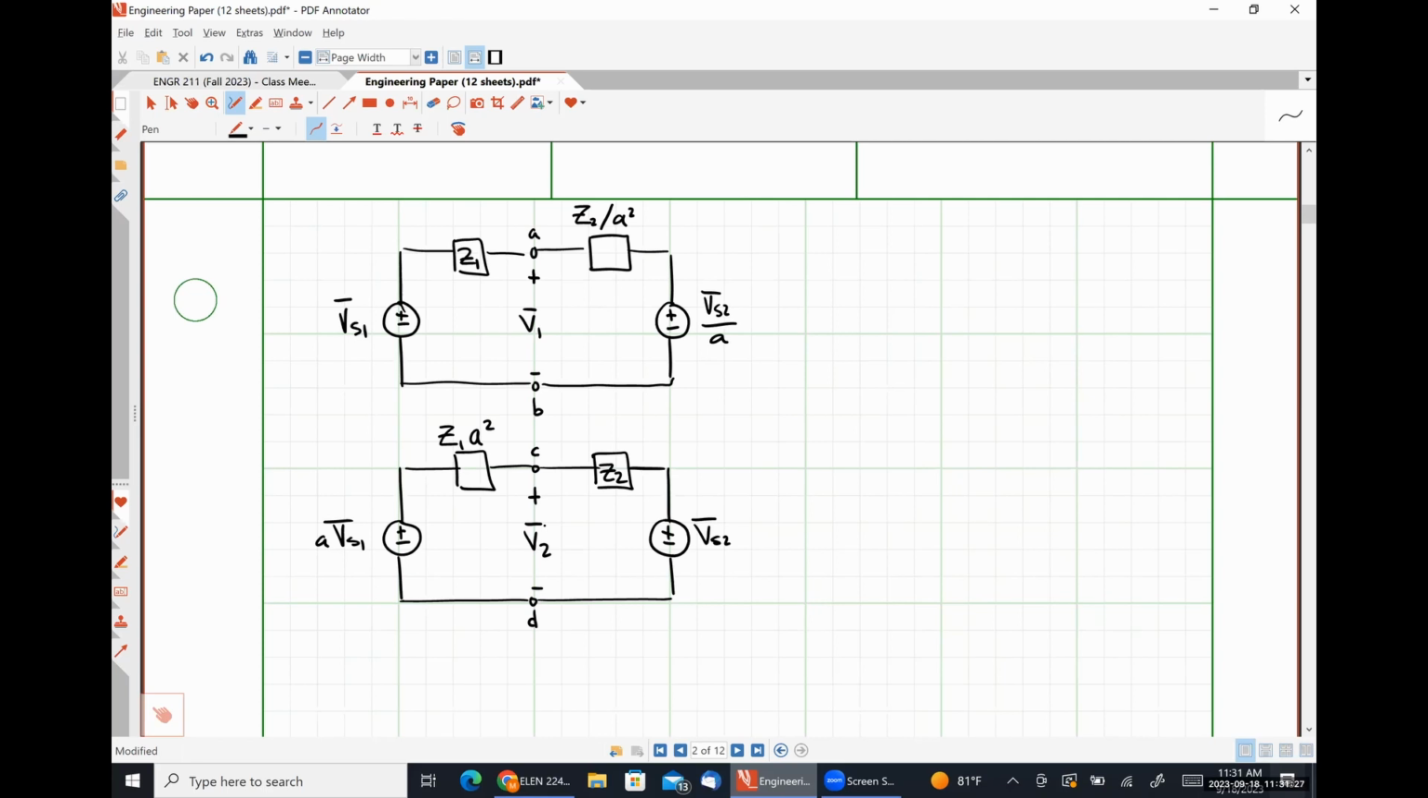All right, so before we move along to our next topic regarding transformers, anybody have any questions about this? All right, so the next thing we're going to talk about is the ideal AutoTransformer.